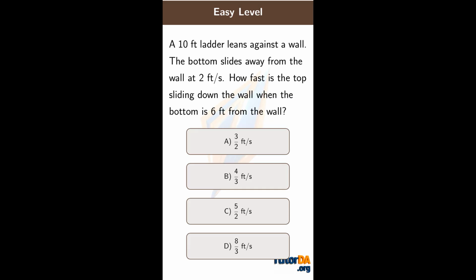Option A, 3 over 2 feet per second. Option B, 4 over 3 feet per second. Option C, 5 over 2 feet per second. Option D, 8 over 3 feet per second.